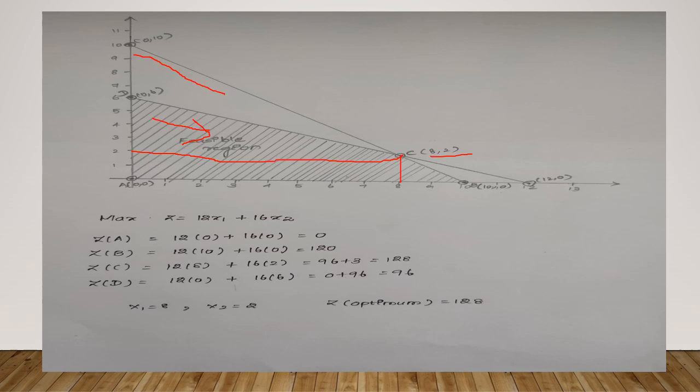So in this common area, what are the border points I have? One is 0 comma 6, another is 10 comma 0, and another is 8 comma 2. Substituting all the points in the given z equation, I find for which point I get z as the maximum value. I found that 8 comma 2 gives the maximum value, 128. So the x1 and x2 values are 8 and 2 respectively. So this is the simplex method using the graphical method. Thank you.